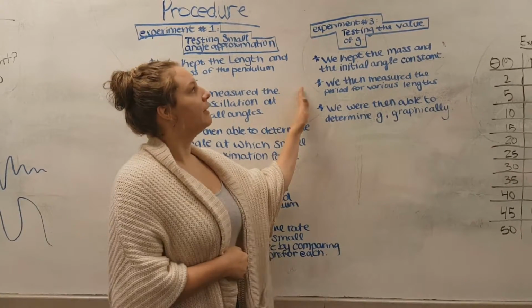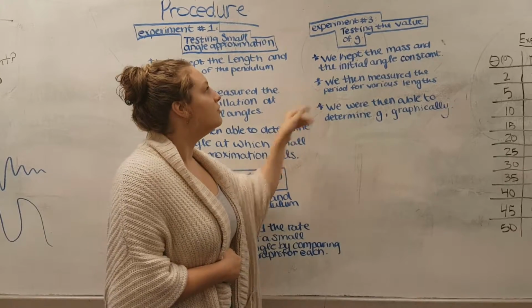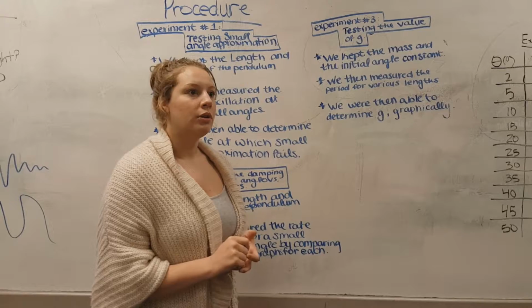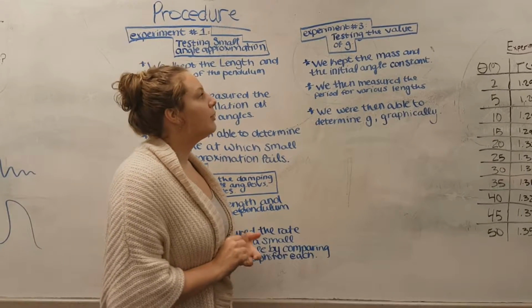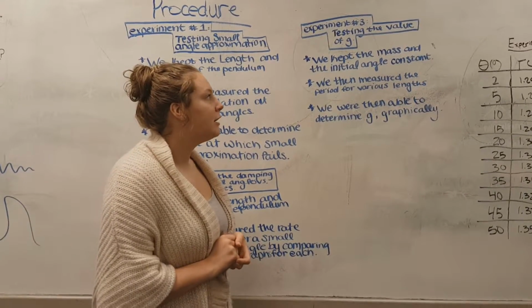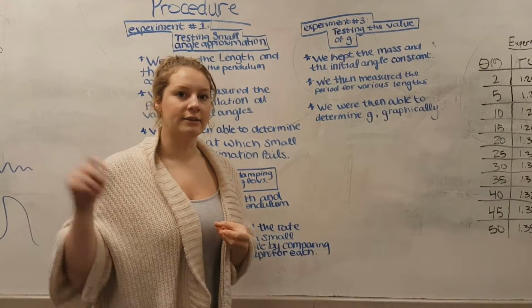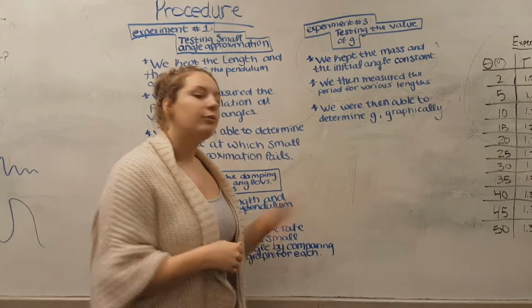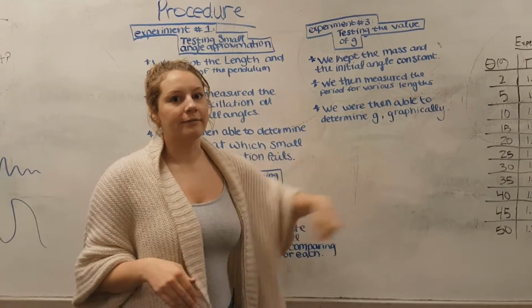For experiment number 3, we tested the value of G. We kept the mass and the initial angle constant, and then we were able to measure the period for various lengths of the pendulum. So we varied the length this time, and then we were able to determine G graphically.